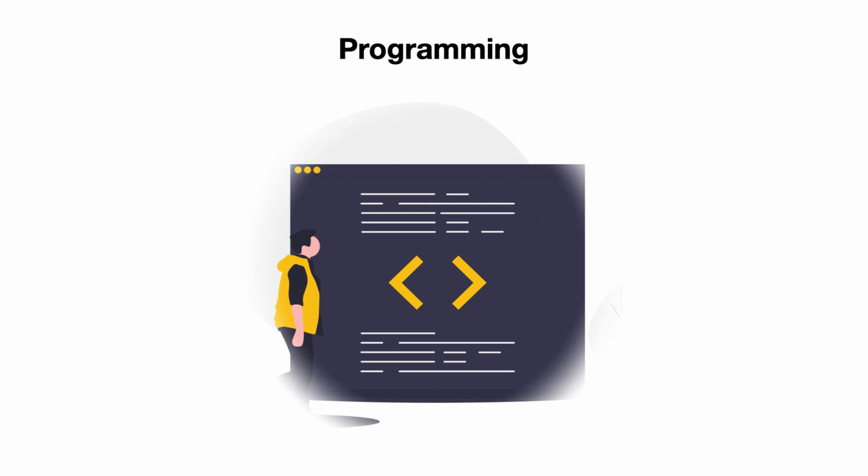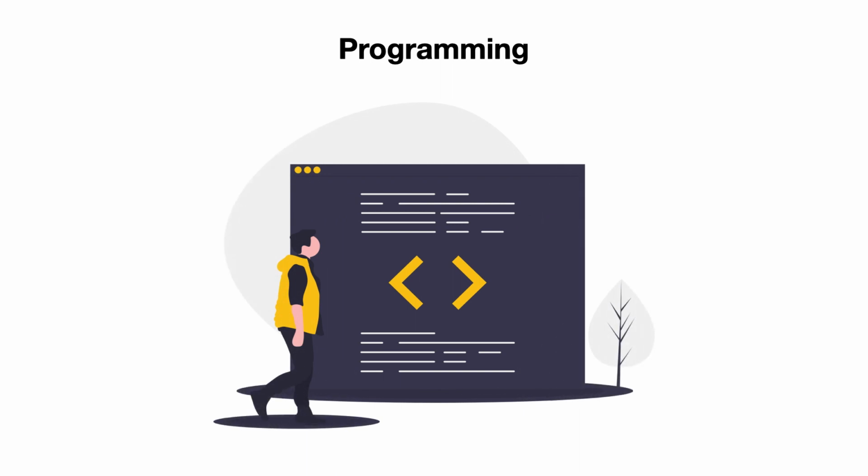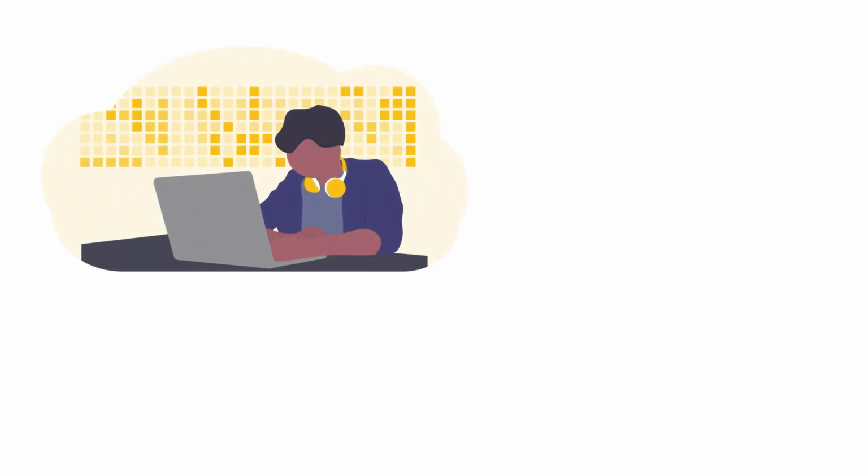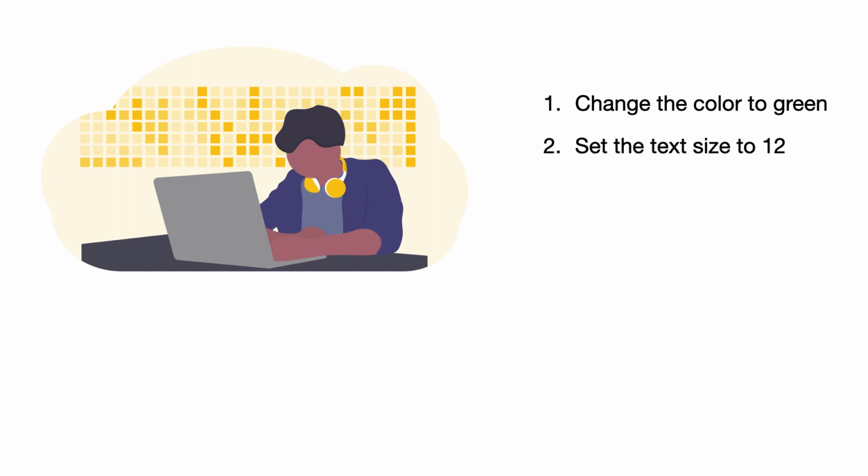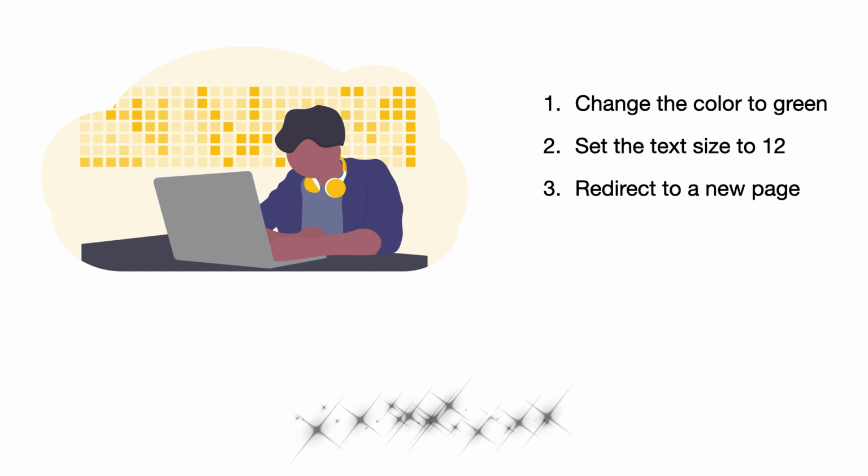Programming is essentially the action of writing directions for a computer to make them do things. A program is just a set of well defined instructions written by a human that computers can understand. For example, you could tell the computer to change the color to green, or set the text size to 12, or redirect to a new page. But computers don't understand English. You can't just write these directions as you see here on your screen in English. You have to write these directions in a programming language.